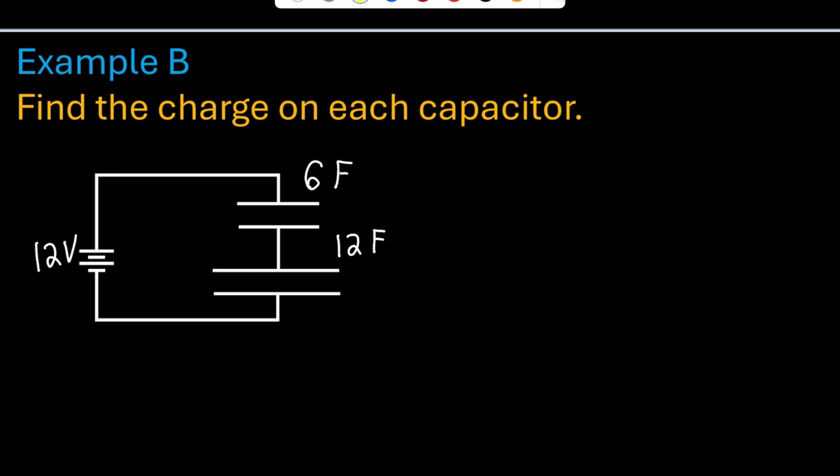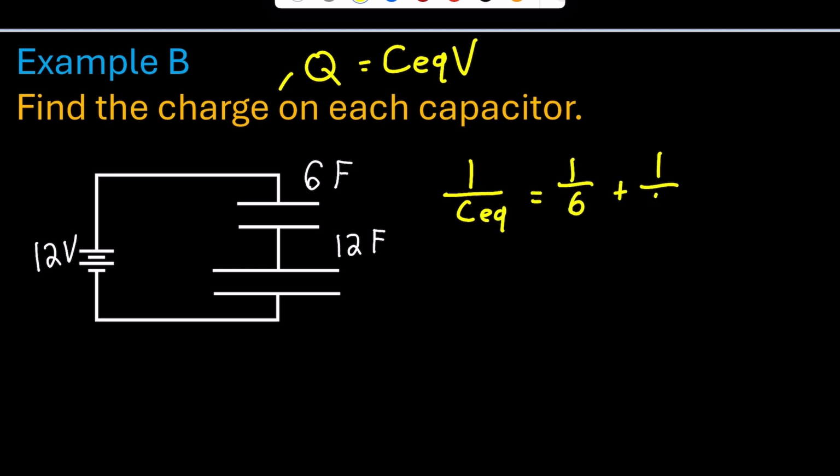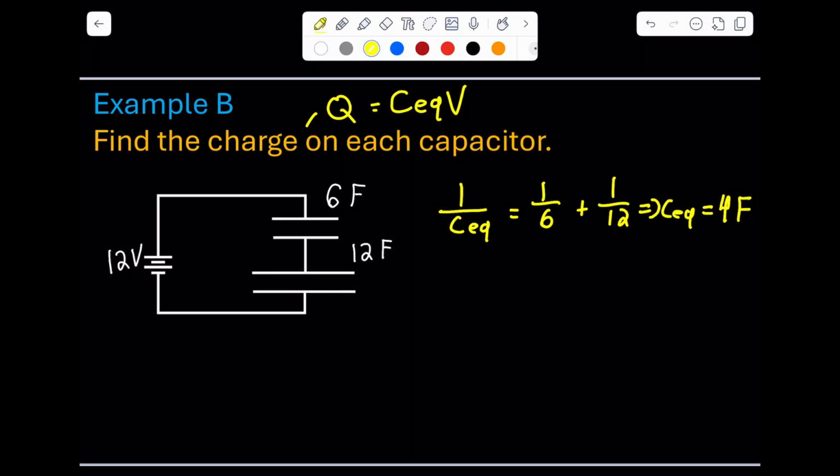So for this one, to find the charge on each one, both charges are the same. To find the total charge, I'm going to find the equivalent capacitance times the battery voltage. So to find the equivalent capacitance, 1 over equivalent capacitance is 1 over 6 plus 1 over 12, which would be 3 over 12. So the equivalent capacitance is then 4 farads. And then the charge is 4 farads times the battery voltage of 12, and I get 48 coulombs, and that's going to be on each capacitor.